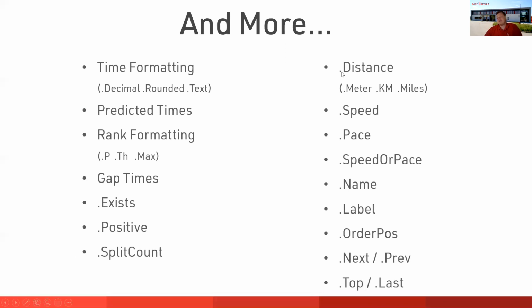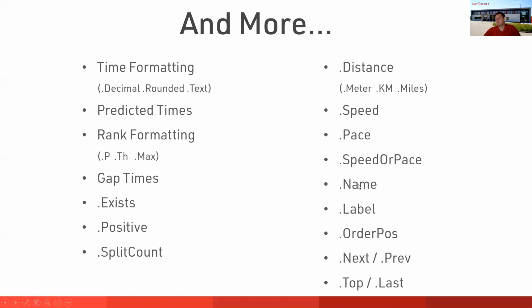You can also call the distance of a split as long as you provided it in your split setup. And by adding .meter, .kilometer, .miles, you can call the speed of that split, of that leg, of that sector, or the pace. The speed or pace depends on your setting on that split. By default, it will use the default setting of the type of sport. So for running, it will take minutes per kilometer. For cycling, it will be kilometers per hour.